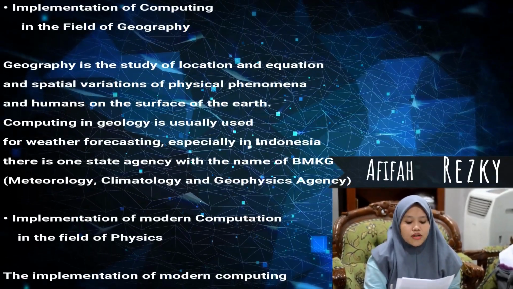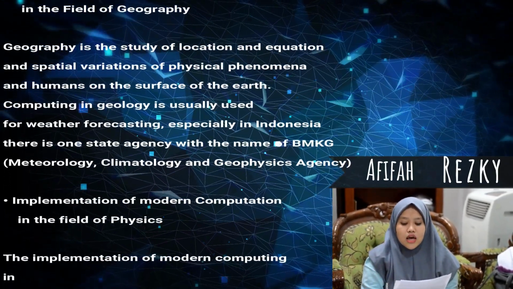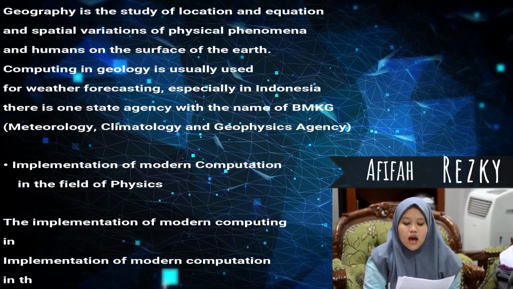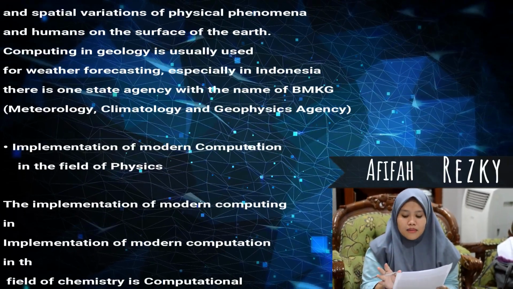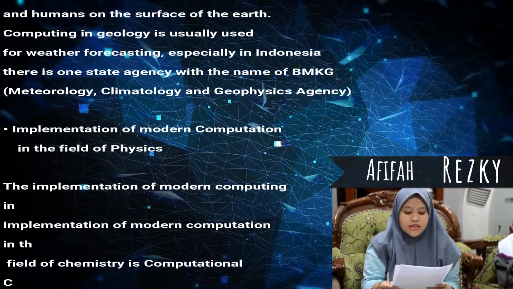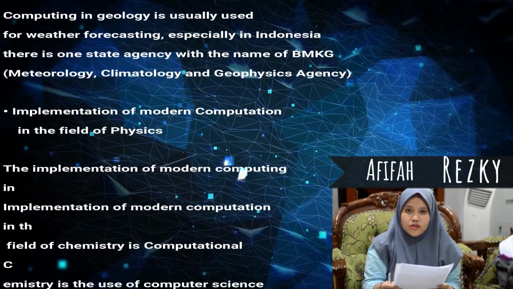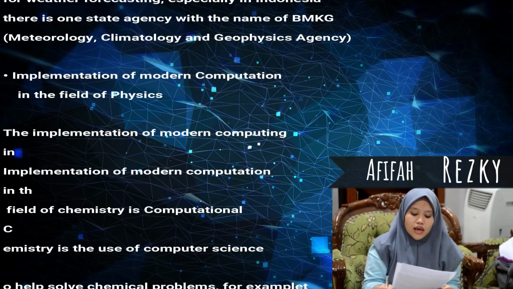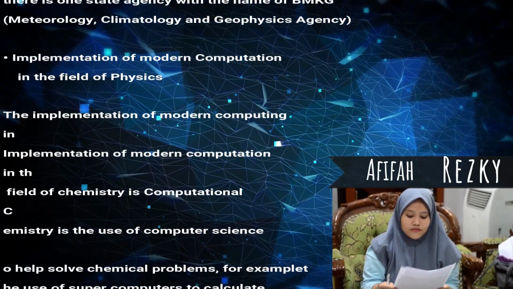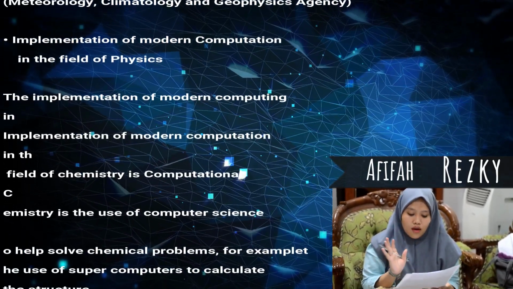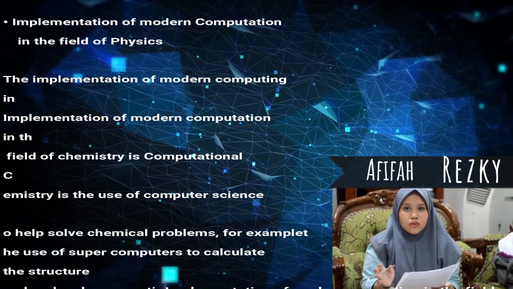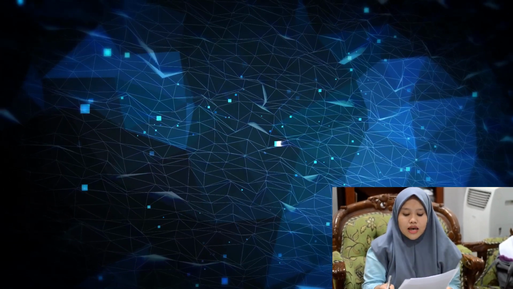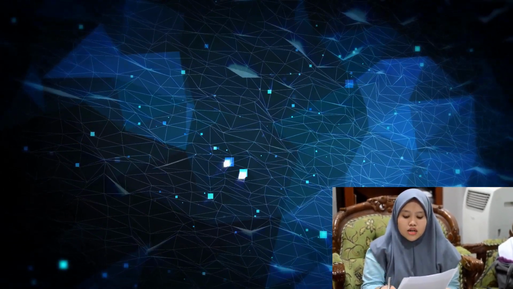The implementation of modern computing in the field of physics is computational physics, which studies a combination of physics, computer science, and applied mathematics to provide solutions to complex events in the world, either by using simulation as well as the proper use of algorithms. And the last one is implementation of modern computing in the field of geology. In the field of geology, computational theory is usually used for mining. A computer system is used to analyze mineral materials and minerals contained in the soil.